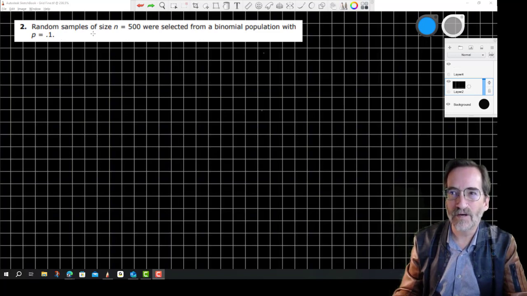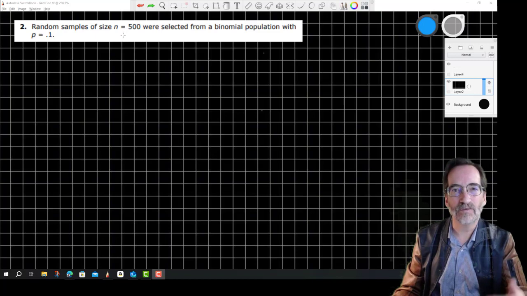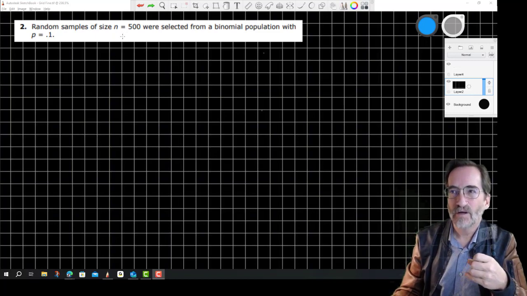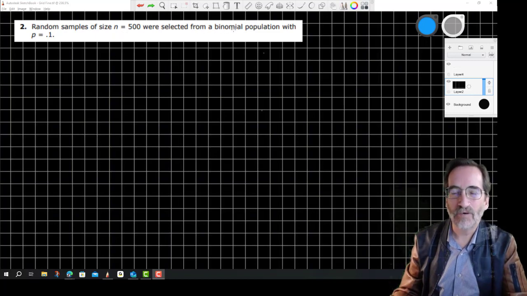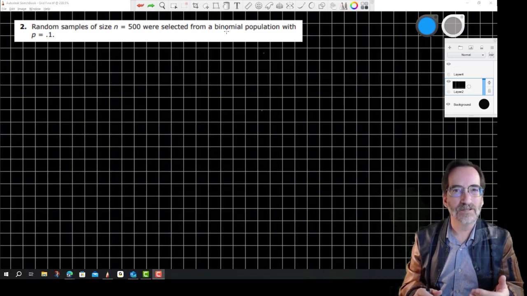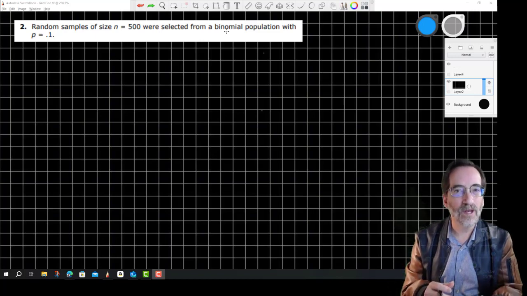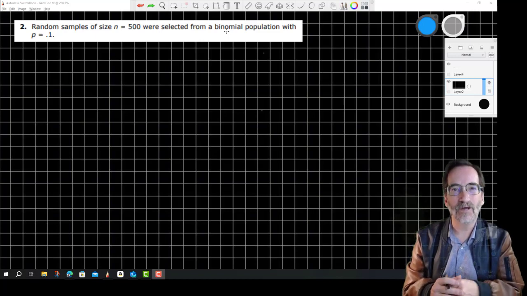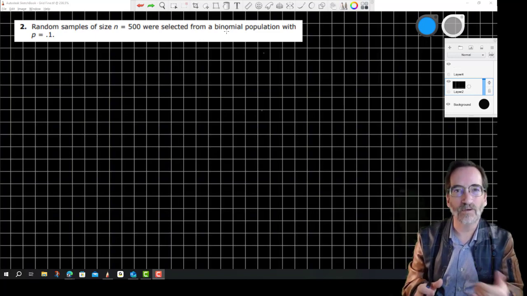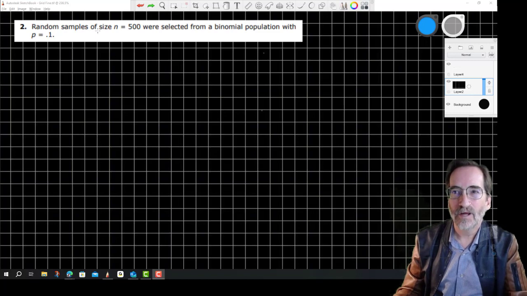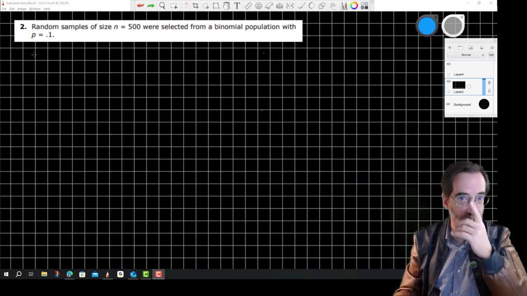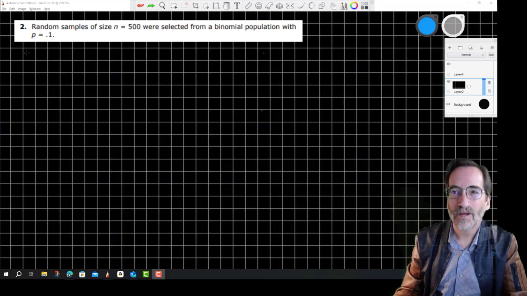We have a random sample of size 500. So we've sampled 500, and they were selected from a binomial population. What that means is there's a set number, 500. The chances of winning are always the same, and there's only two possibilities, winning or losing on each trial. And so the probability of winning is 0.1. Okay? And we're going to approximate this using a normal distribution.